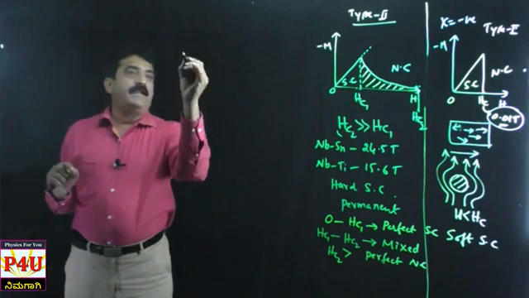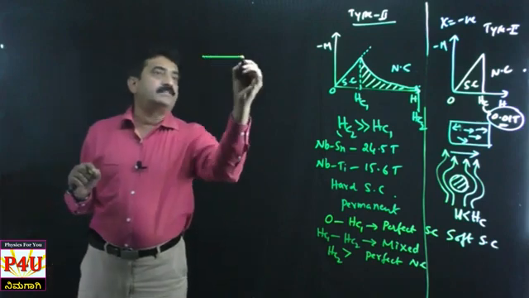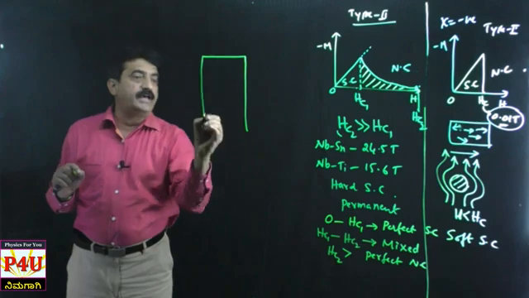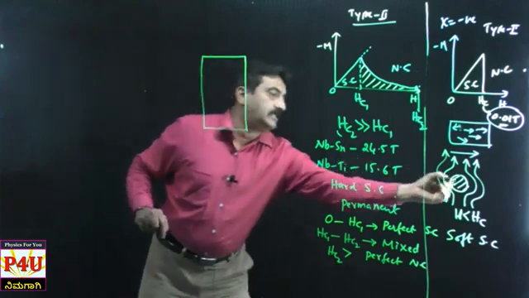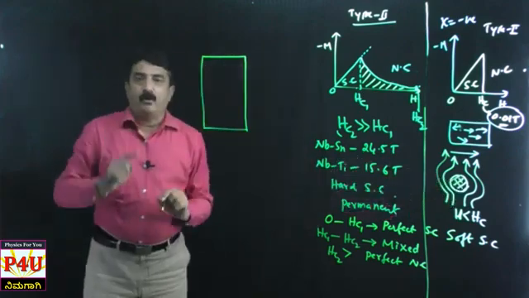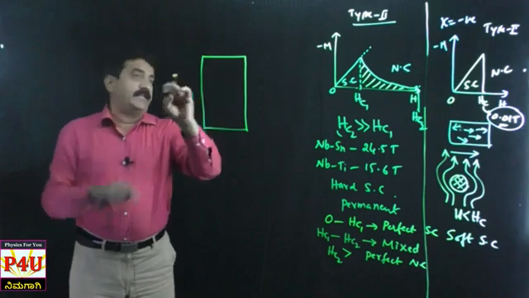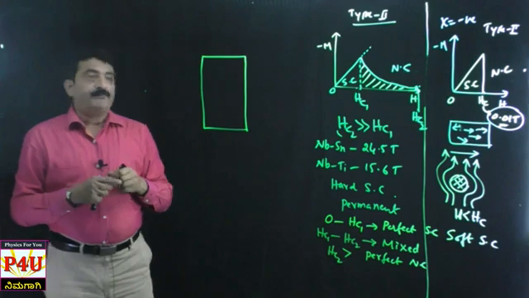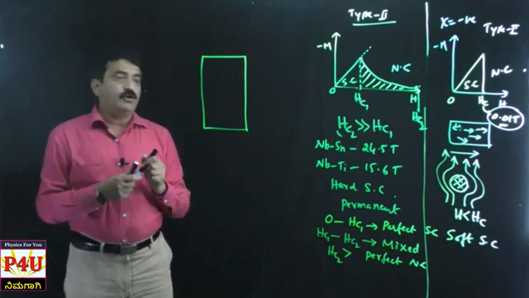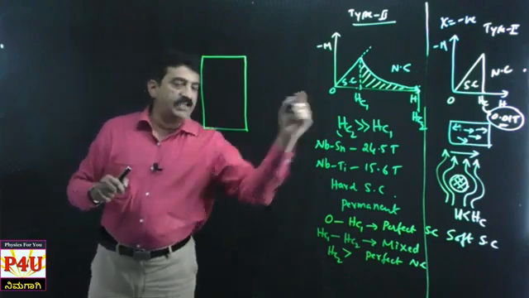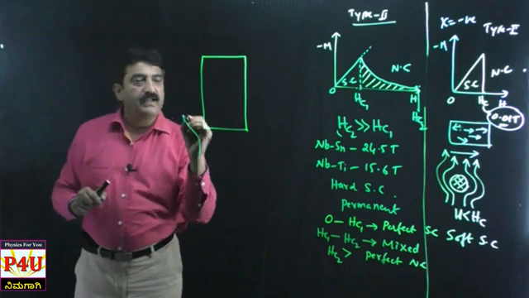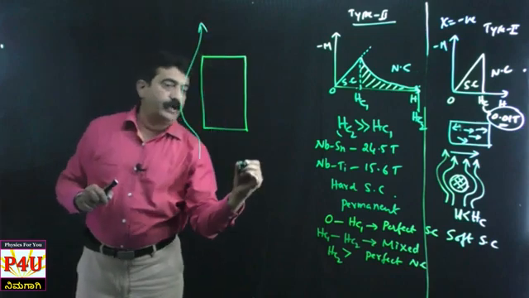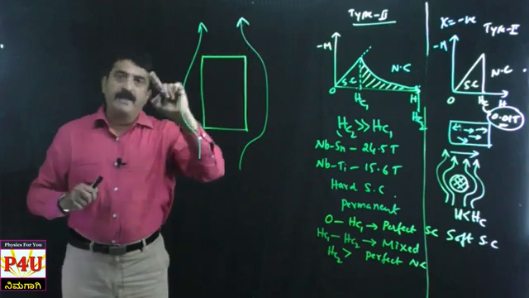For that, let me take a superconducting slab. Instead of a circular disc, I take a slab now. This is one rectangular slab of superconductor. Now do one thing, apply the magnetic field. When you apply the magnetic field initially, definitely the lines will be thrown out. So the Meissner effect is happening.